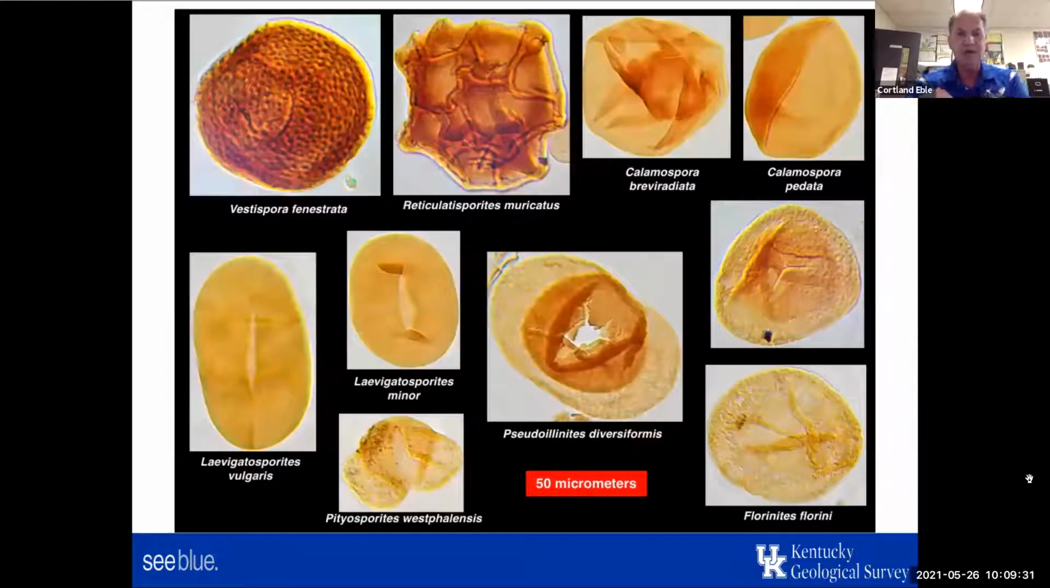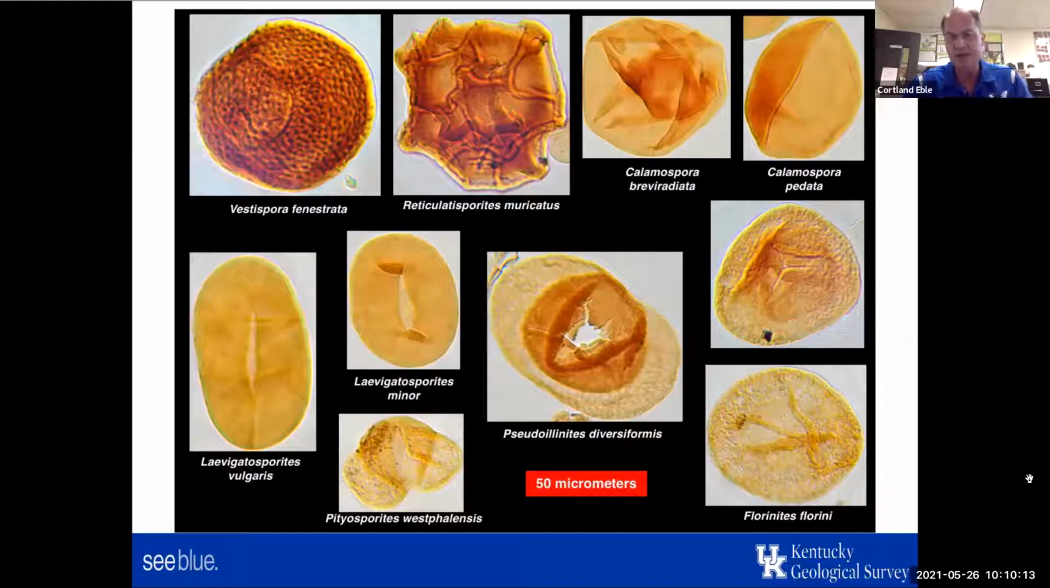And then we go on to the top row, those are calamite spores, Vestispora, Reticulatisporites, Calamospora, and down below that, both species of Levigatosporites. We do have conifer pollen in our assemblages, although it tends to be rather insignificant in terms of amounts. Pityosporites, it's almost identical to modern pine pollen. Pseudoillinites is another one. And then, of course, we have cordaite spores, mainly by the genus Florinites. And I forgot to label Florinites mediapudens above it. But we have a number of different cordaite taxa as well.